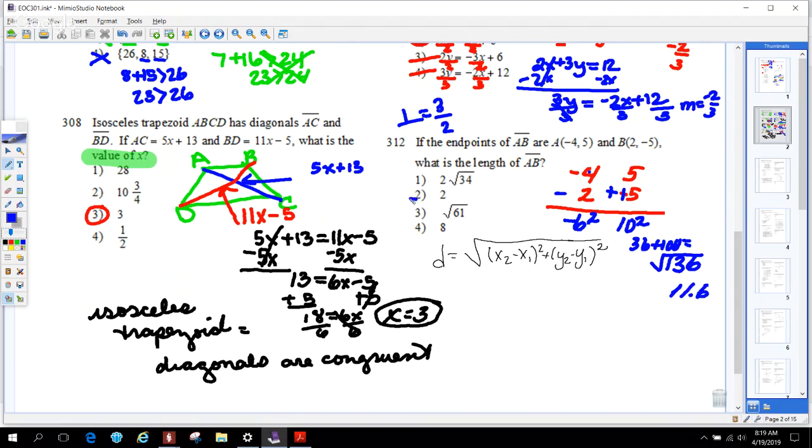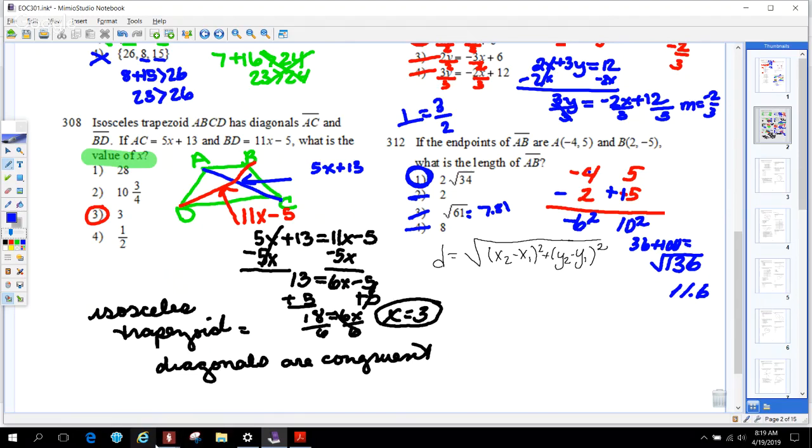So we know it's not 2 and we know it's not 4. So then what we'll do, well, choice 2 or choice 4. Oh, because 2 is 2. And then what we'll do is, let's just do the square root of 61 because that's easier to type in the calculator. That gave us 7.81. So we know it's not choice 3. So it's got to be choice 2.